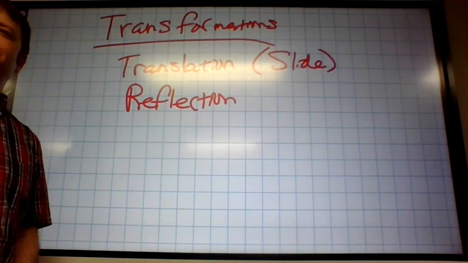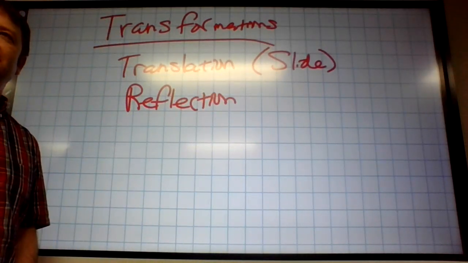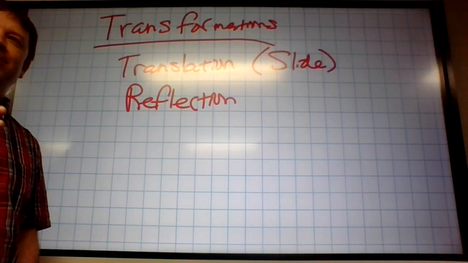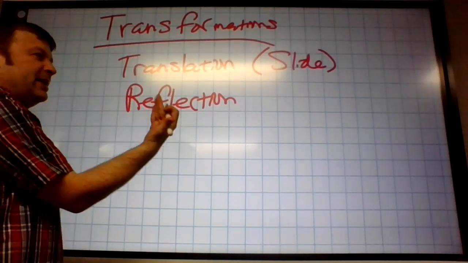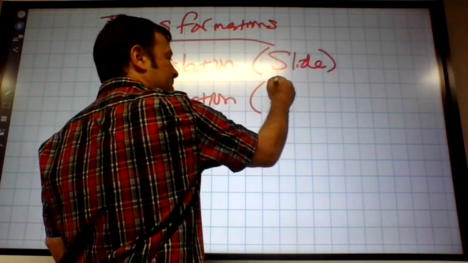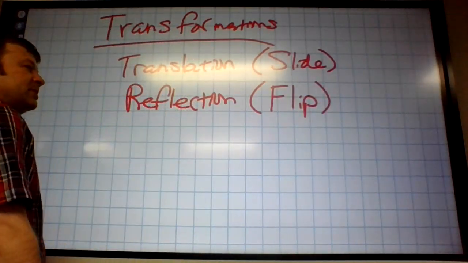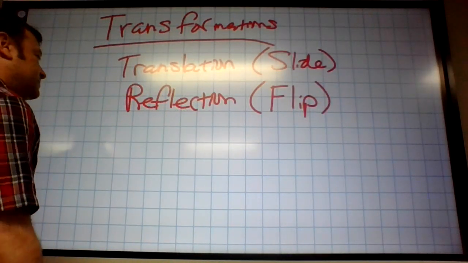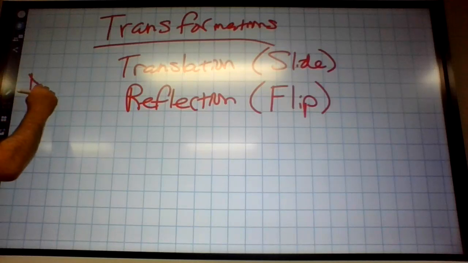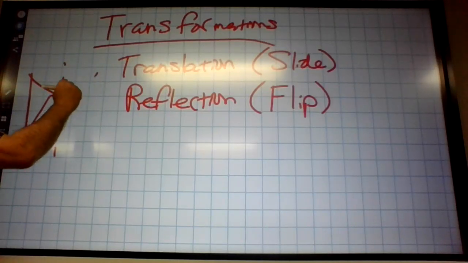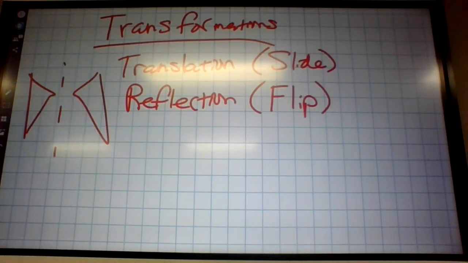So what happens when you reflect something? Is the image identical? What happens? Opposite. Yeah, it kind of flips. Sometimes these are called flips. So a good way to think about it: if you want to reflect this image on this line, it would look like that.